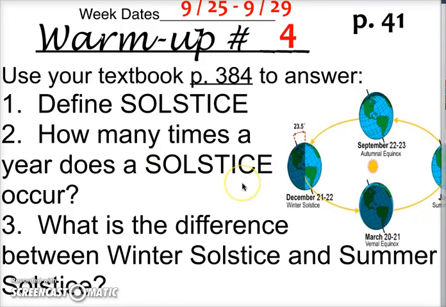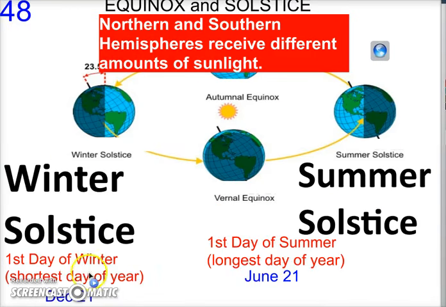How many solstices are there a year? There are 2, the winter and the summer solstice. The difference between the winter and summer solstice is one is the shortest day of the year and one is the longest day of the year. First day of winter, first day of summer.